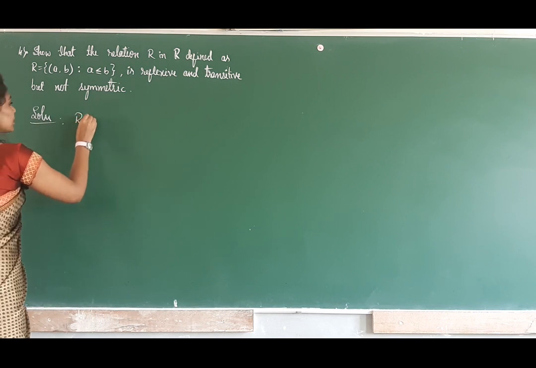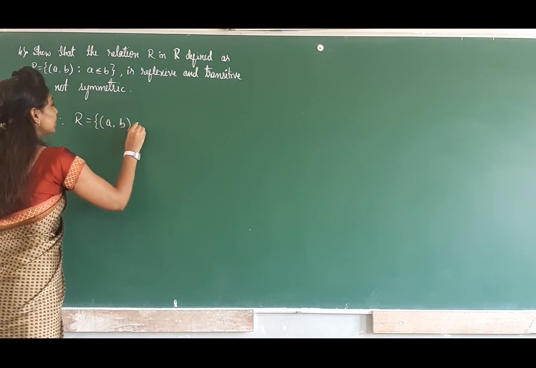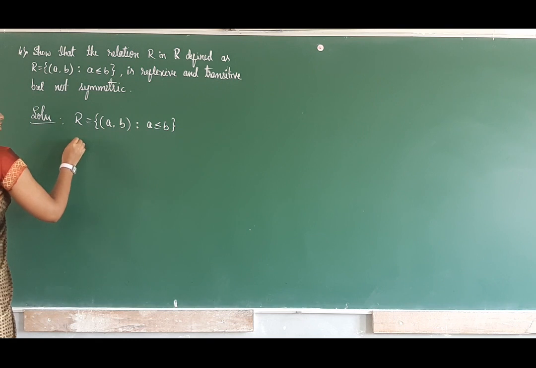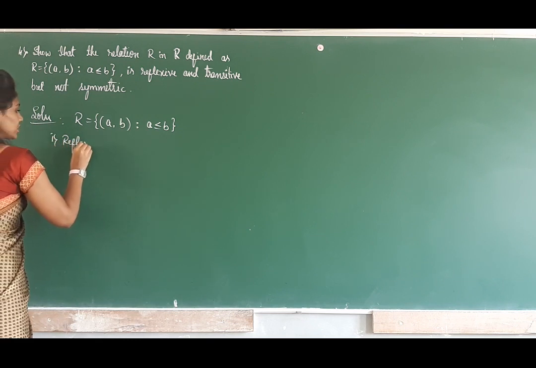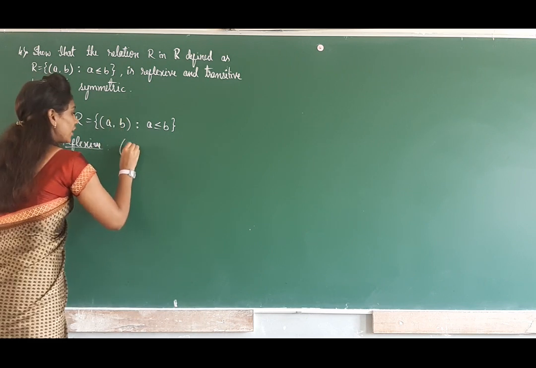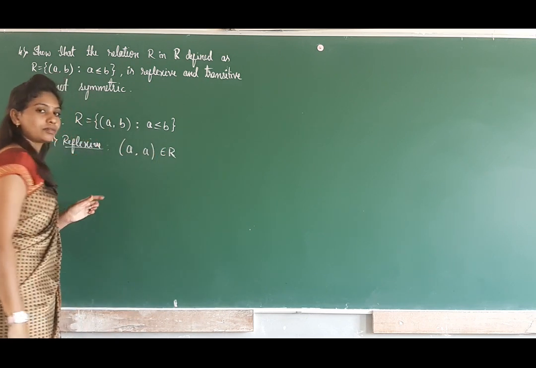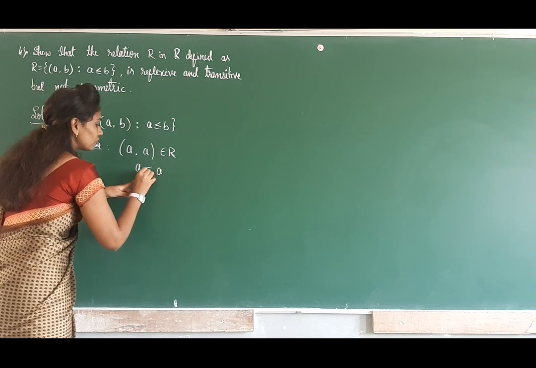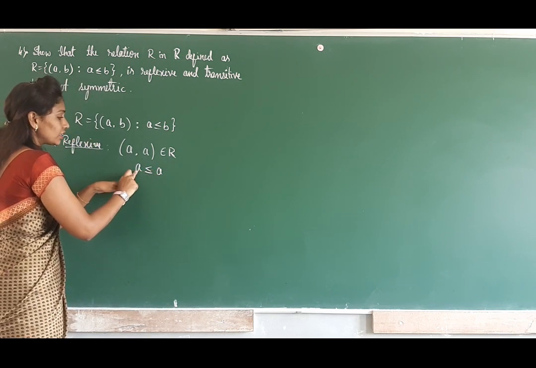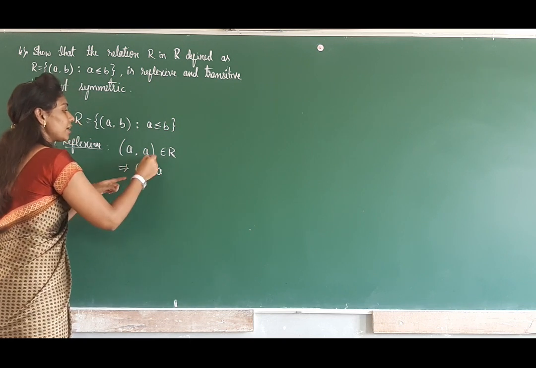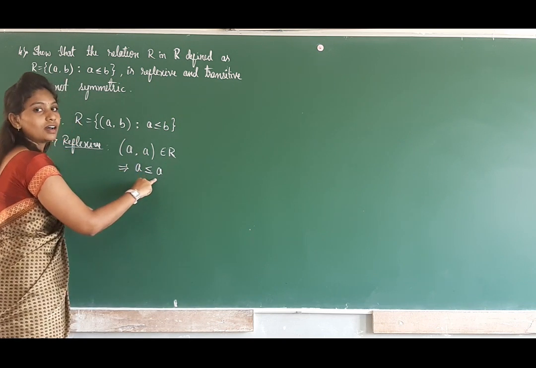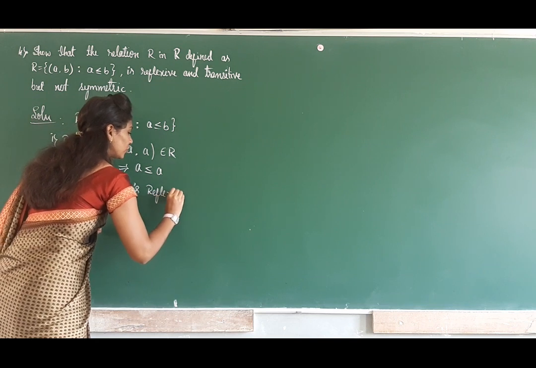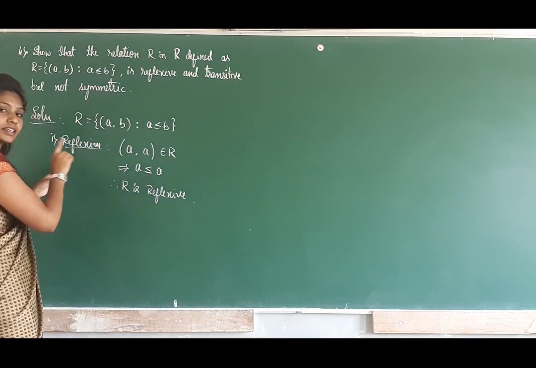First, the given relation is R equals the set of ordered pairs (A, B) such that A is less than or equal to B. Our condition is A is less than or equal to B. For reflexive, the ordered pair (A, A) obviously belongs to R, because here A is less than or equal to A. Equal is also given, so A is equal to A. Ordered pair (A, A) belongs to R. This implies A is less than or equal to A. Therefore, R is reflexive. The condition is satisfied.